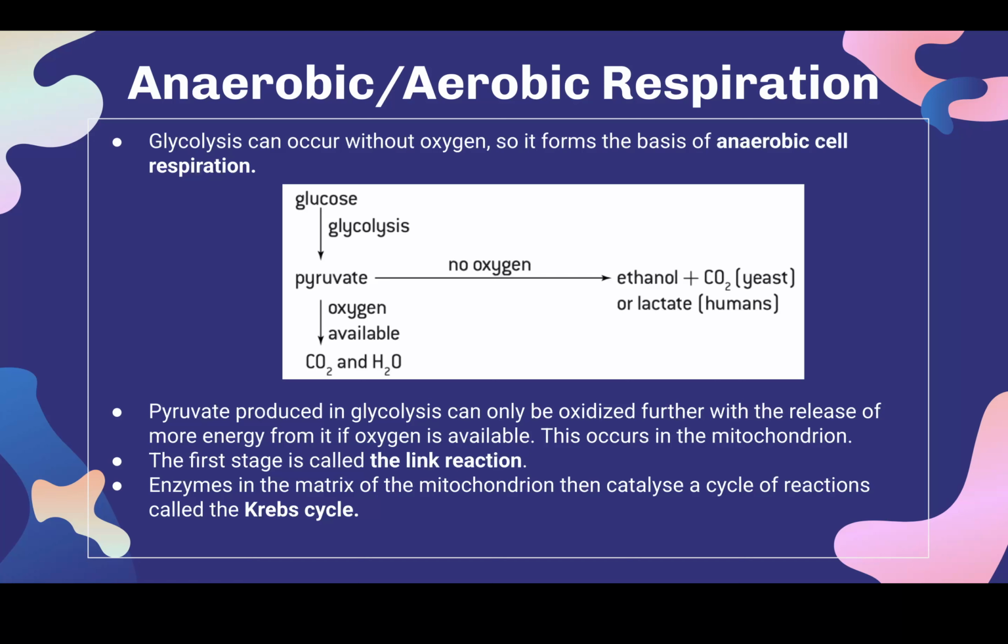The glycolysis is essentially just to make it easier for that process to happen, if that makes sense. So the pyruvate can only be oxidized further, with the release of more energy from it, if oxygen is available, which will occur in the mitochondria. So glycolysis basically occurs in the cytoplasm, and then the pyruvate is moved to the mitochondria, and that's where the link reaction and the Krebs cycle, etc., happen.